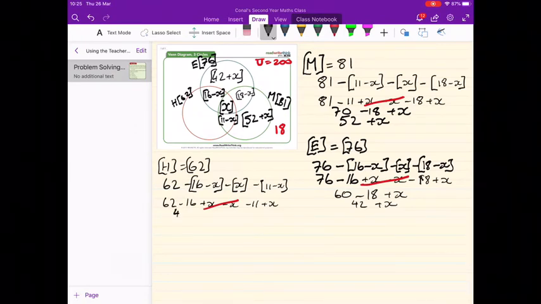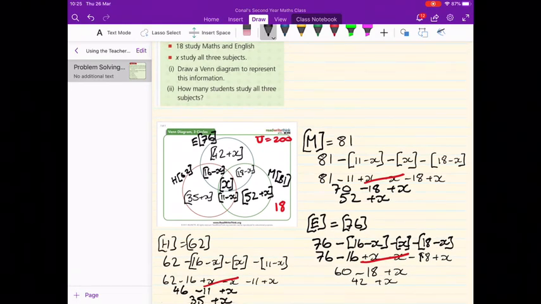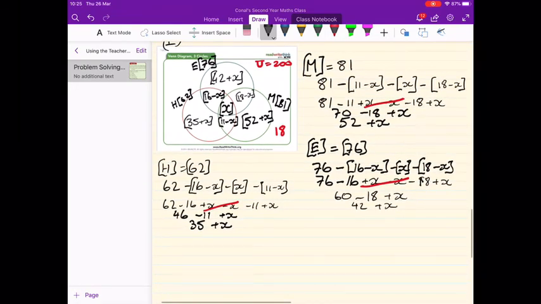Then we have 62 minus 16. So 62 take away 10 would leave us at 52. Take away another 6 would leave us at 46. So 46 minus 11 plus X. So that'll leave us at 45 down to 35. 35 plus X students in here. So that's 35 plus x. Okay, now that is part one of the question done, because we have successfully drawn a Venn diagram to represent this information. So we've represented everything they've told us on that Venn diagram.